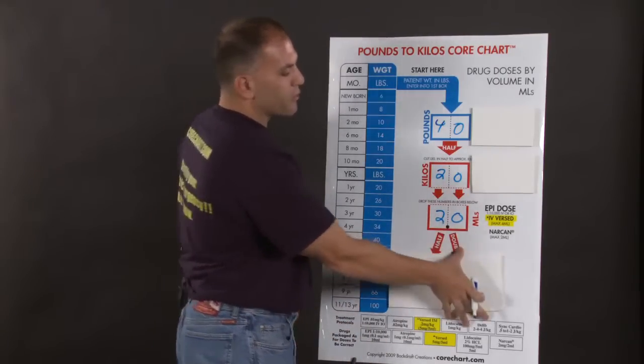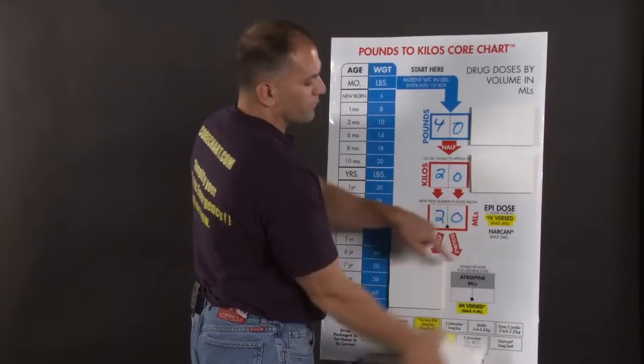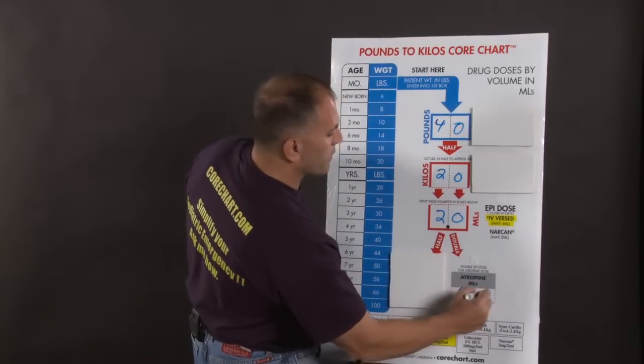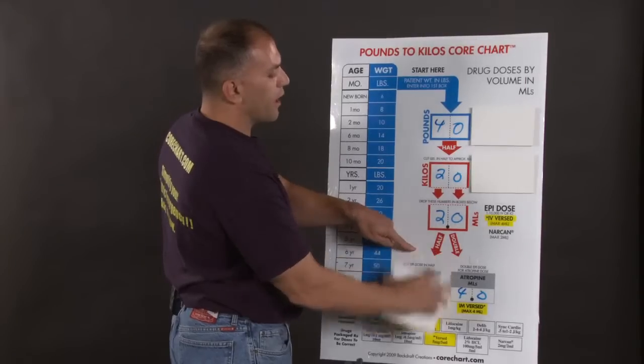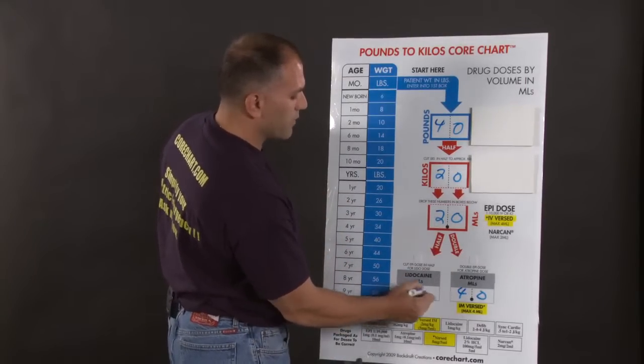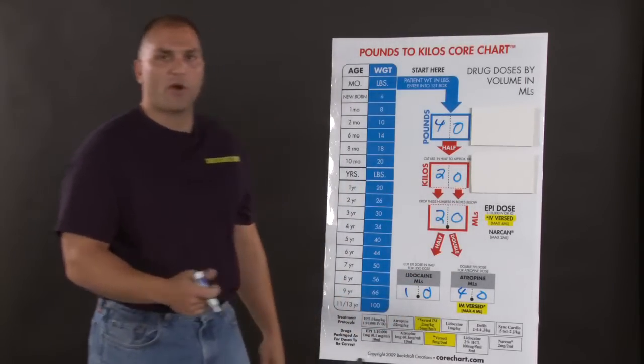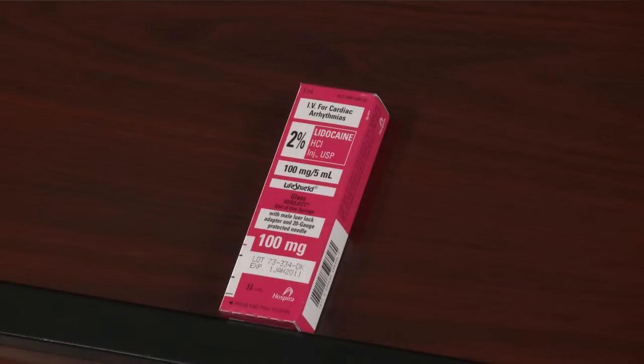If you take your epi dose and double it to 4 mLs, you have your atropine dose for this child. If you take your epi dose and cut it in half to 1, you have your lidocaine dose in mLs, 1 mL out of a Bristojet code cart packaged drugs.